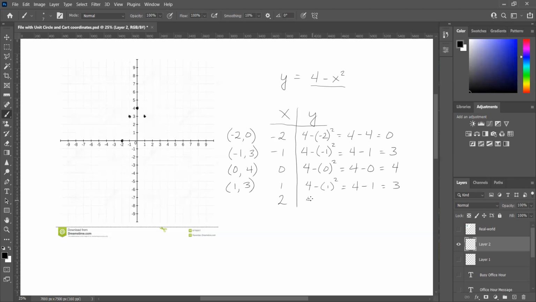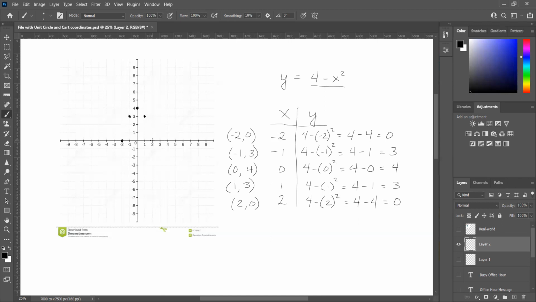And then we'll plug in the 2. So 4 minus 2 squared. I still have the 4 minus, and 2 times 2 is 4. 4 minus 4 is 0. So I have the point 2, 0.